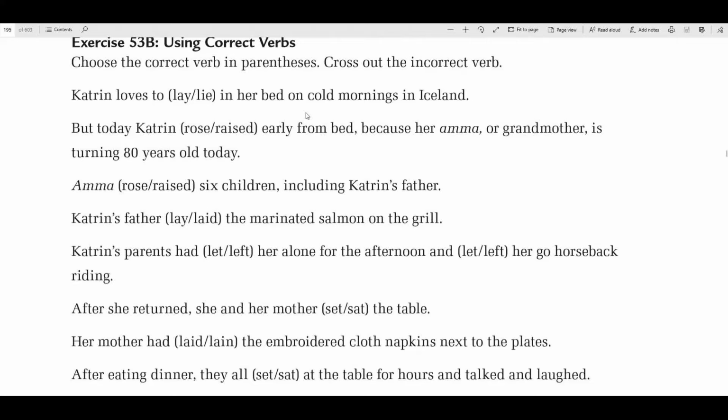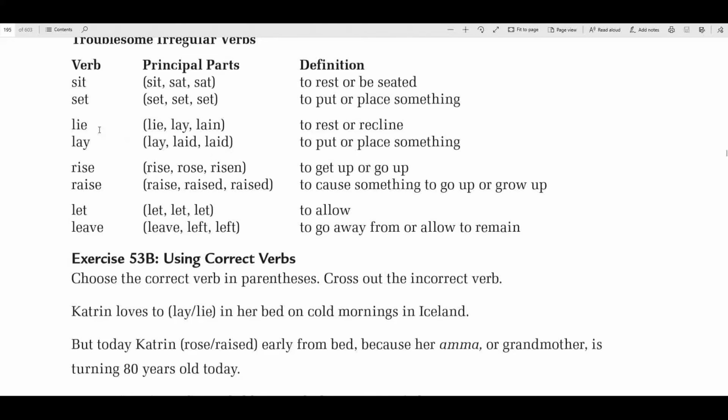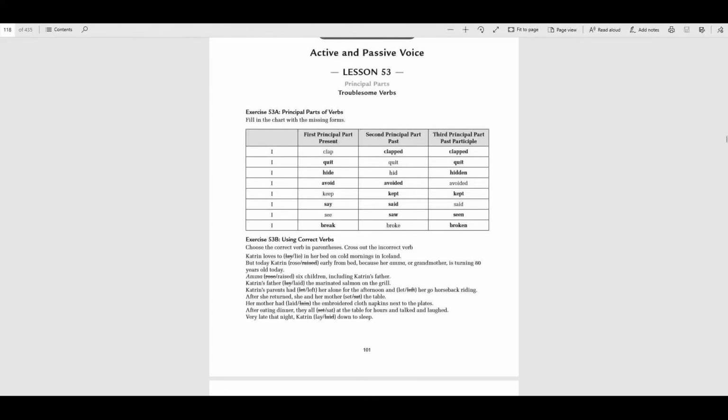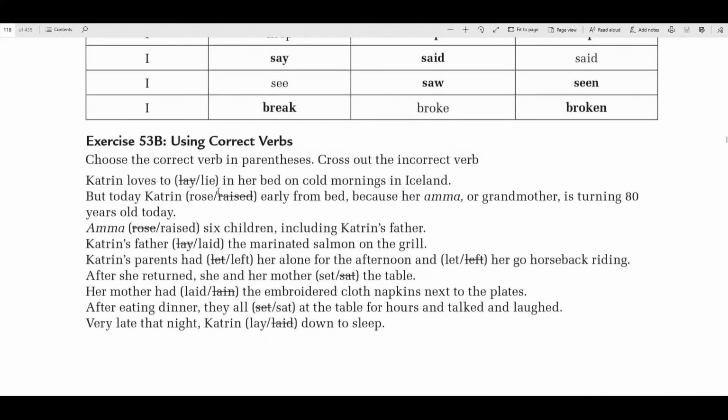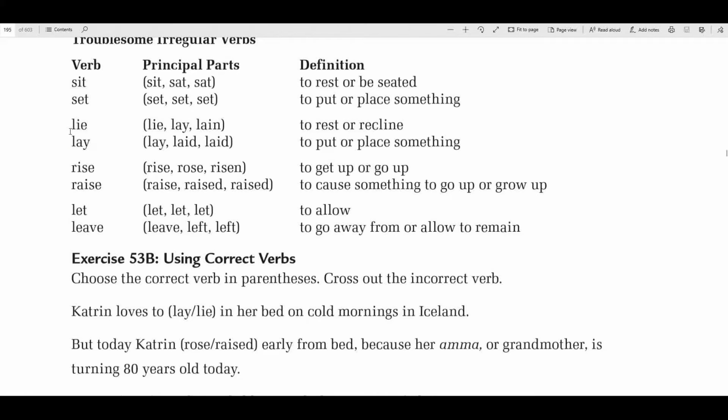Okay. Let's look up here. It would be loves to lie. Lie, I think, would be the correct one. Let's check it. Yes, lie, because this is present tense. It's happening right now. She loves to do it. So present tense is going to be your first thing. And this is talking about her body. So that's why it would be lie. So you'd cross out lay.